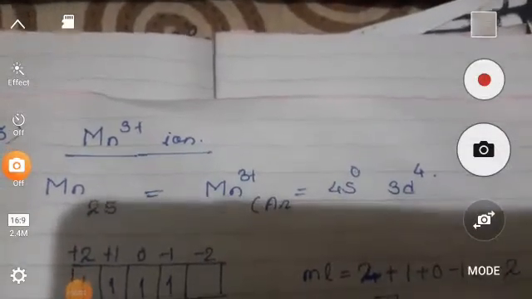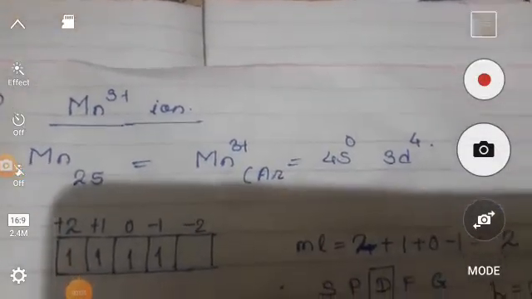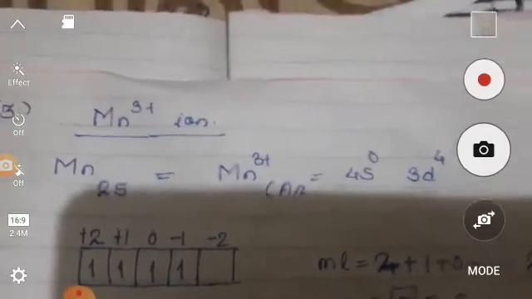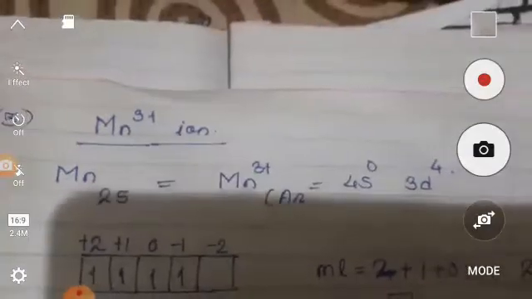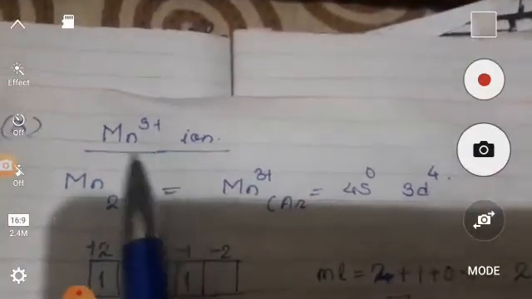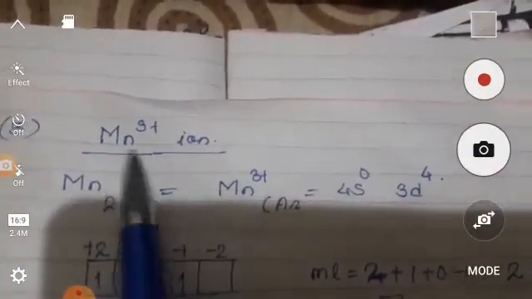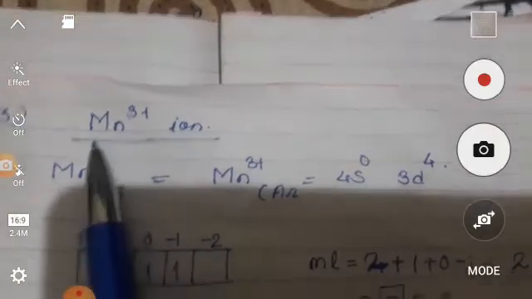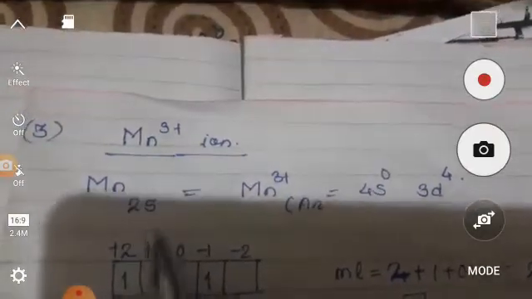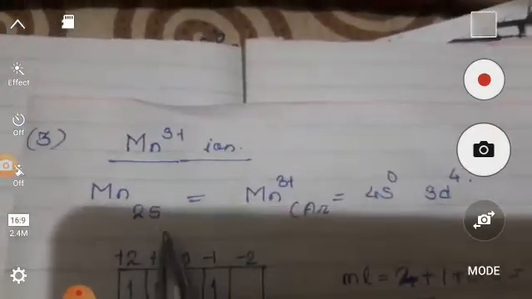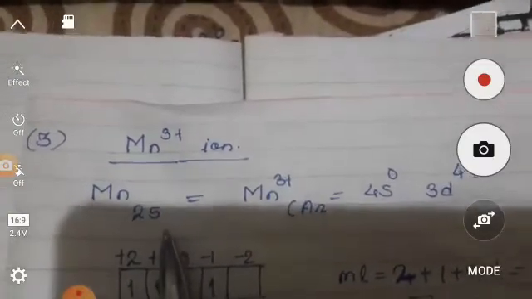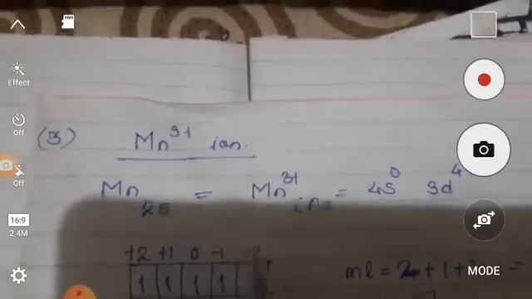Hello everyone. Again we will discuss about Russell Saunders term or RS term. Our next problem is the Mn3+ ion. So how to determine the Russell Saunders term of the Mn3+ ion? This is the method to determine the Russell Saunders term, or RS term, or ground state term for Mn3+.